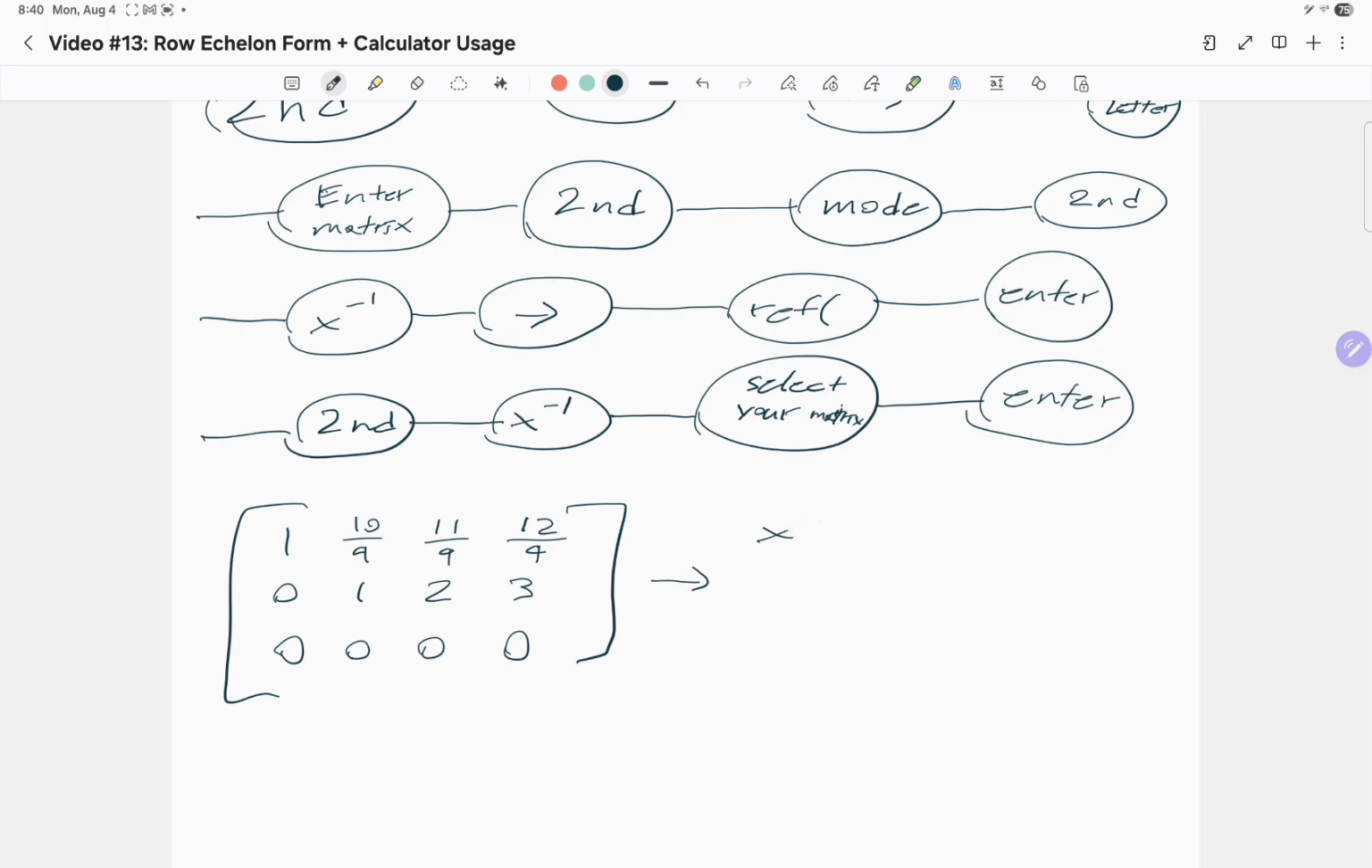So at the top, we're going to have x plus 10 over 9 y plus 11 over 9 z equals 12 over 9. Don't worry, I will multiply both sides there by 9. I have the very strong urge to do that.